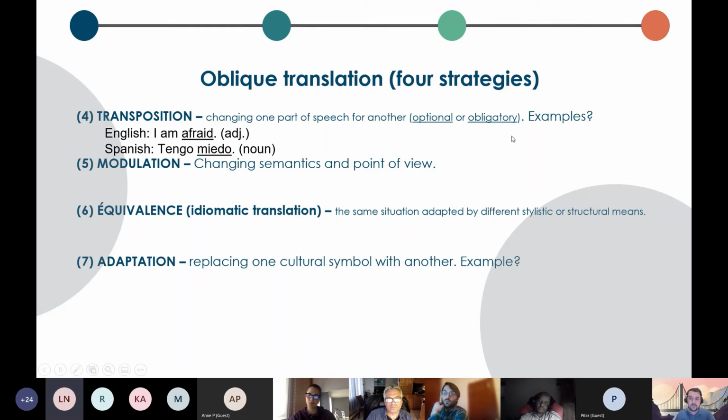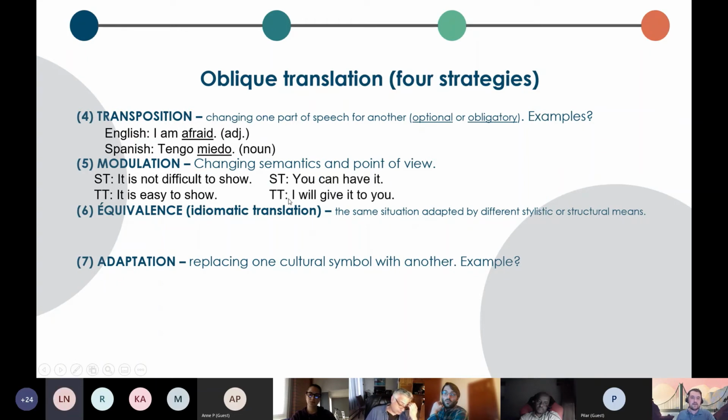We switch things around a little bit. So I don't have actual translations here, but here's an example of it. In the source language, you might say it's not difficult to show. In the target language, you would negate it and say it's easy to show. Maybe you could say you could have it, and then in the target language, you would say I will give it to you. In the source language, you'd say it's raining.